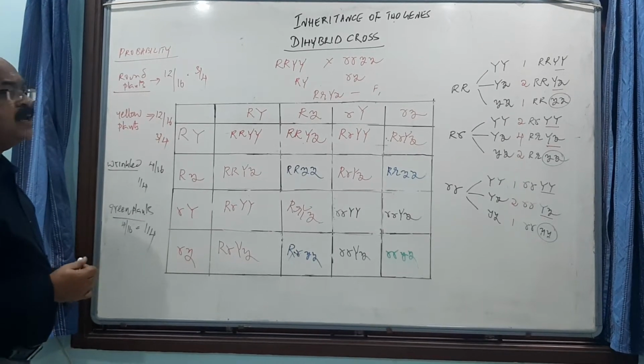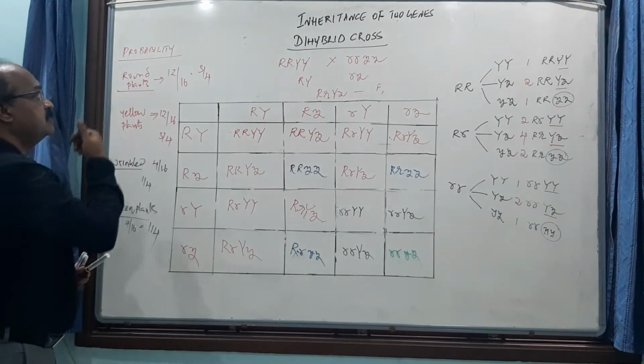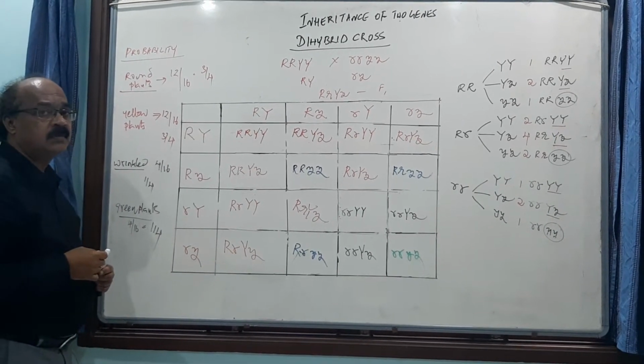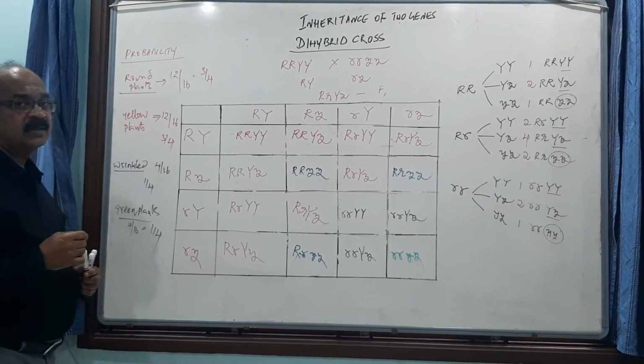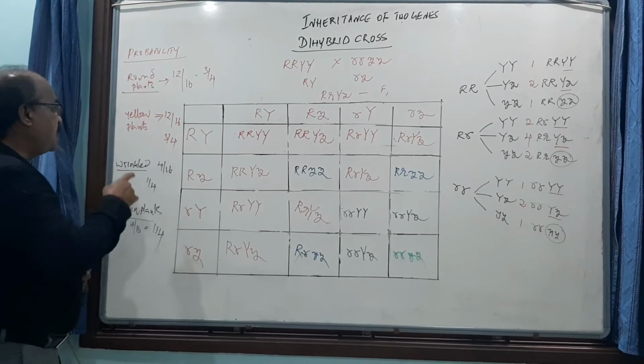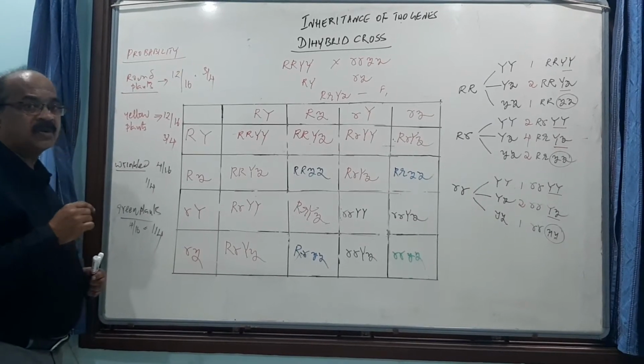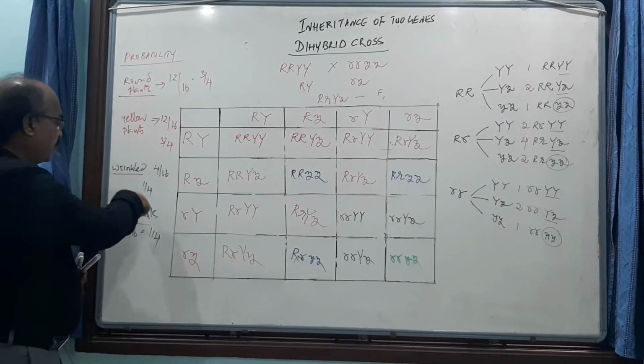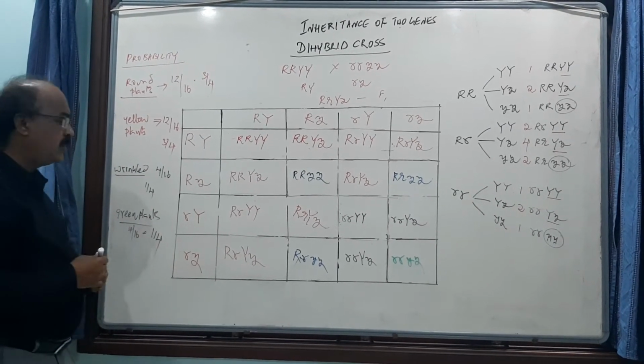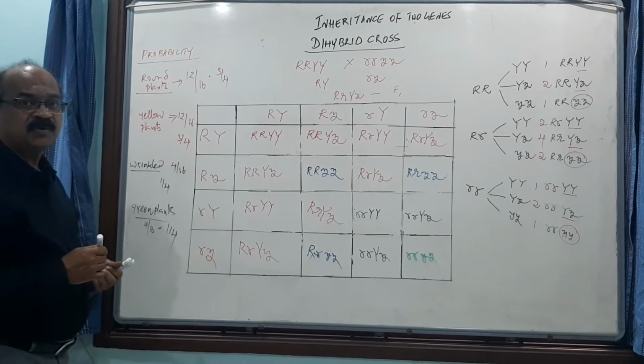So, how many are round plants? 3 by 4. How many are yellow plants? 3 by 4. How many are wrinkled plants? 1 by 4. The probability of getting wrinkled, 1 by 4. The green probability, that is also 1 by 4.